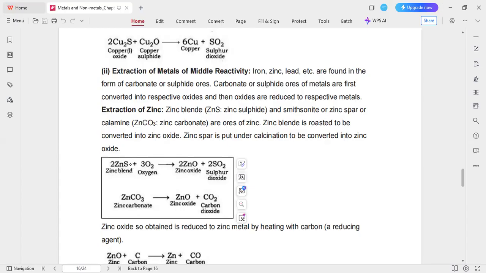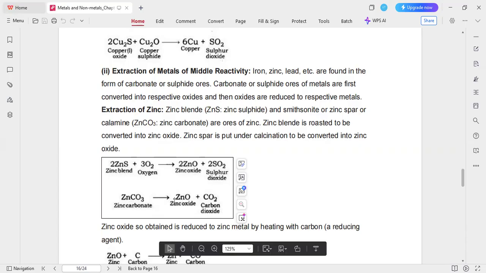So here you can see, children, zinc sulfide reacts with oxygen and gives you zinc oxide plus sulfur dioxide. This is the roasting actually. If it is a sulfide ore, we do roasting, heating in the presence of oxygen, which gives you zinc oxide. And if it is a carbonate ore, we heat strongly in the absence of air, so we use calcination.